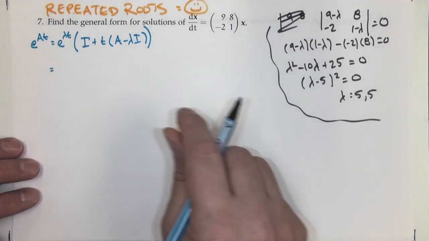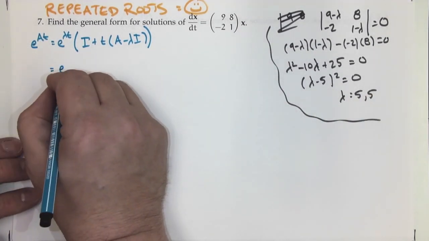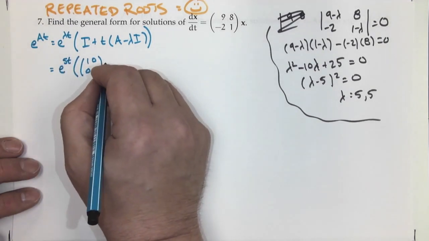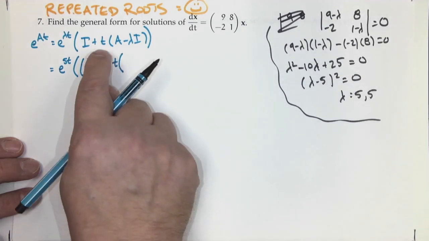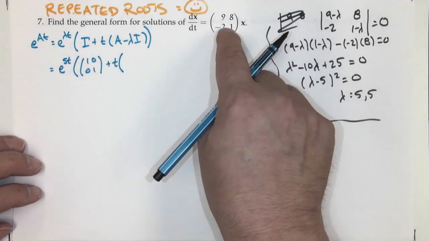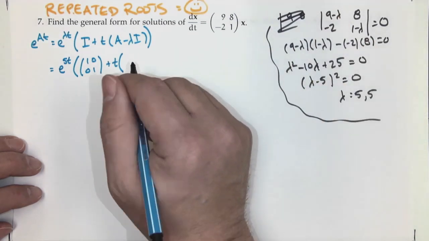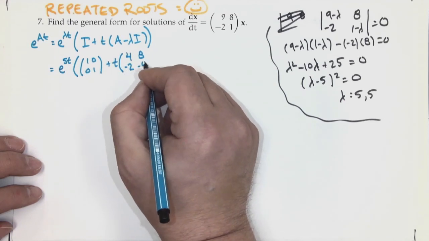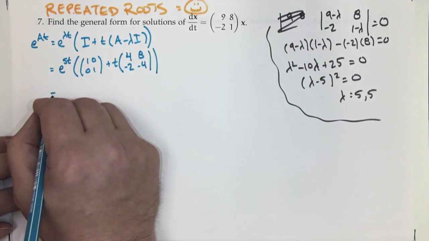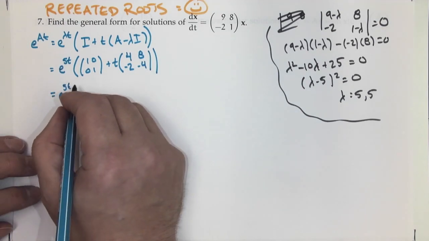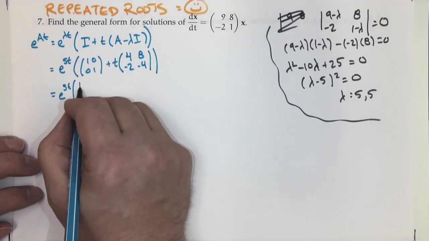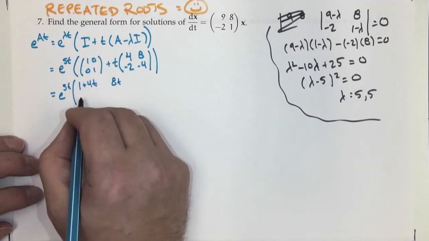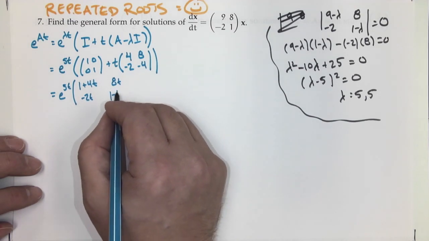So in our case, lambda is 5. e to the 5t times the identity matrix, 1, 0, 0, 1, plus t times A minus 5 times the identity matrix. So we're going to subtract 5 off your diagonal entries. We get 4, 8, minus 2, minus 4. And this is a case where it really does pay to put things together. So 1 plus 4t and 8t, minus 2t, 1 minus 4t.